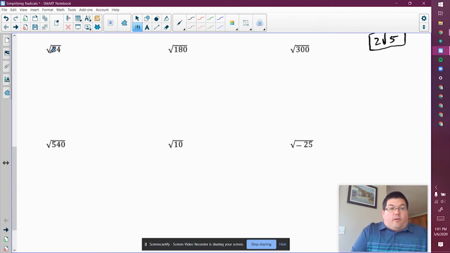Does 54 on its own have a nice, clean, perfect square? Well, no, right? It does not. There is no number times itself that gets us to 54.